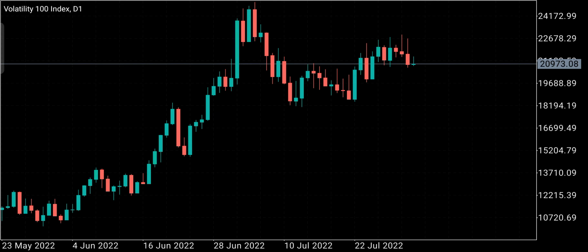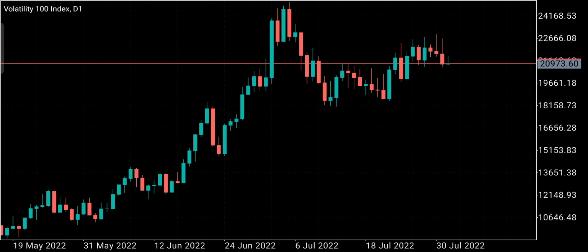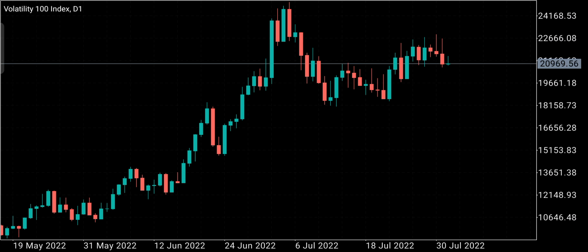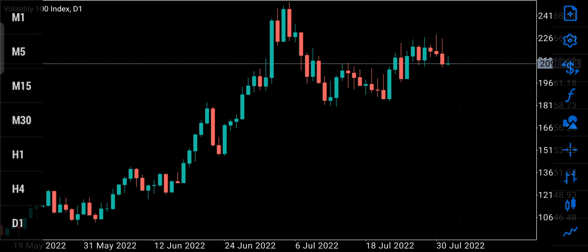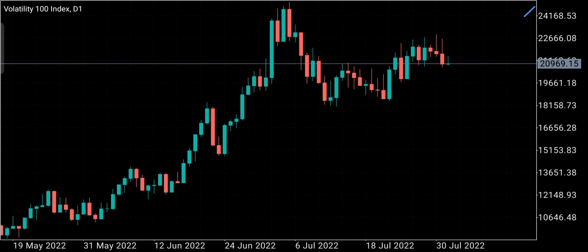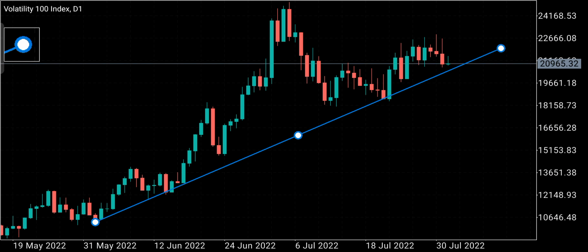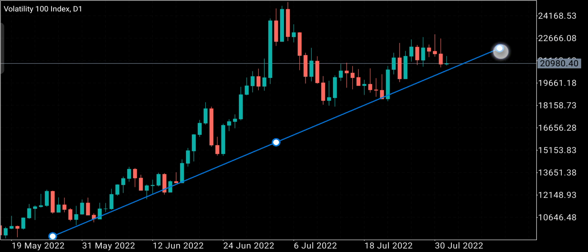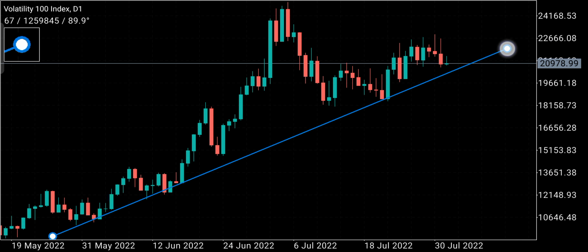All right, capital preservation. Okay, so guys, looking at this chart right now on the V100, this is a daily time frame. Okay, you can see that the market has been all the way up. It's been completely bullish. First of all, let's show you the sign that tells that the market is completely bullish. Okay, so let's plot our trend line.